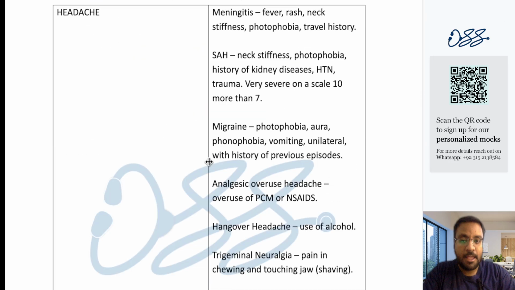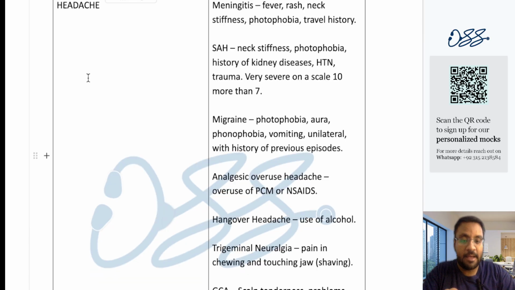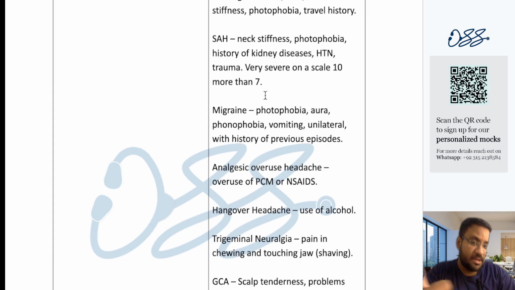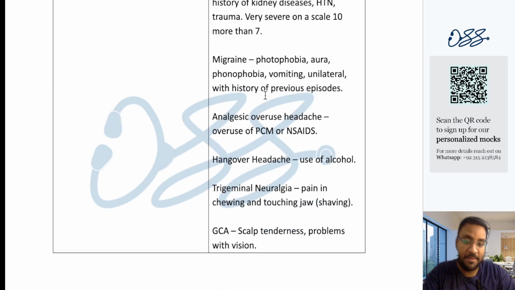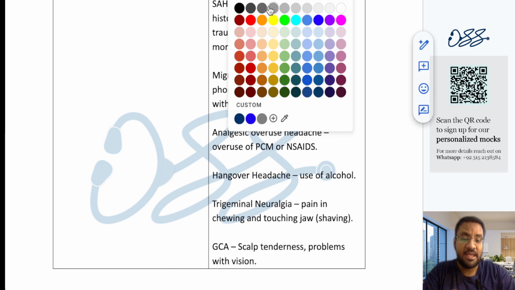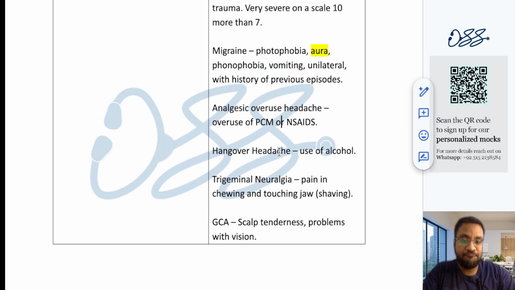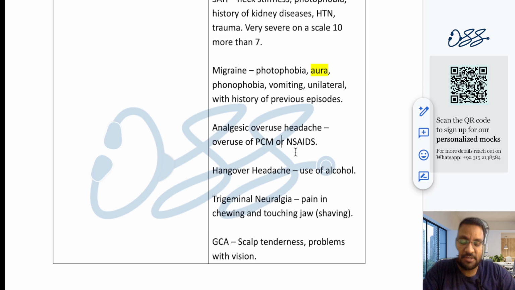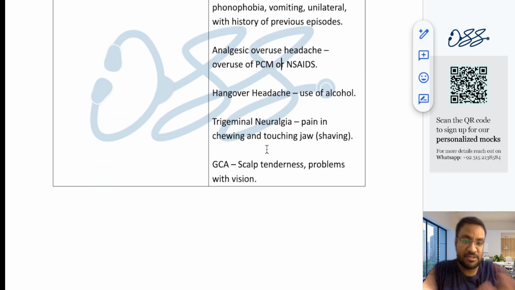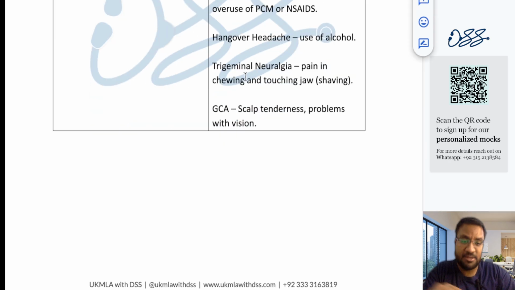For the headache, you're going to ask about association with photophobia, neck stiffness, and phonophobia. In subarachnoid hemorrhage, neck stiffness would be there, photophobia would be there. Migraine: you're going to ask about the aura, if you see any silver lines, or have any visual or auditory disturbances. Then analgesic overuse headaches: is it associated with any recent use of paracetamol? Hangover headache: any recent use of alcohol and all.